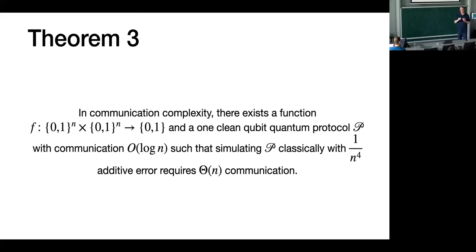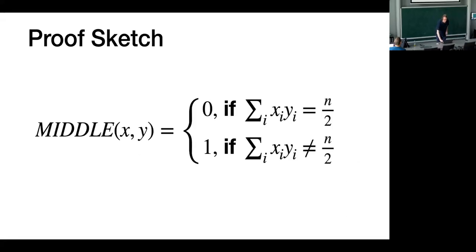So the quantum protocol with one clean qubit uses log n communication, actually over 2 rounds. And any protocol that has the same acceptance behavior and has an additive error of 1 over n to the 4 must have linear communication, so exponentially more. So that achieves those two goals, basically, that the hardness is fully proved, and the error is 1 over poly, the simulation error.